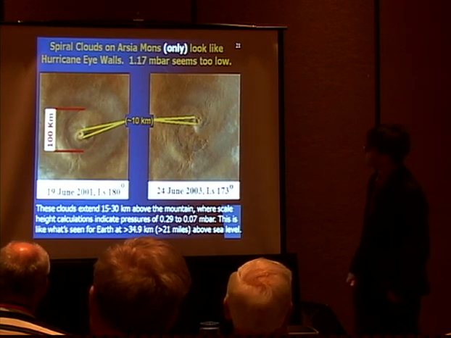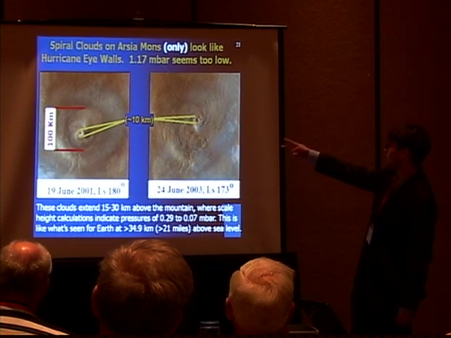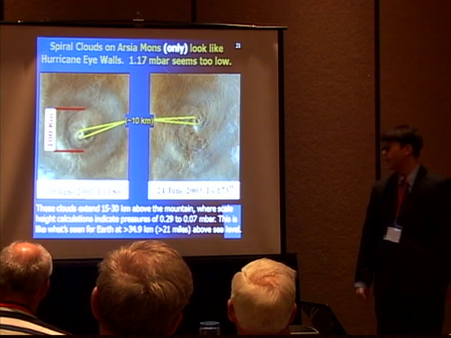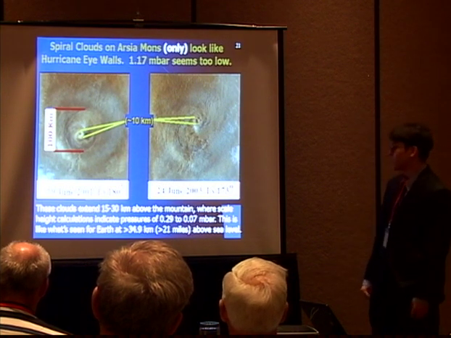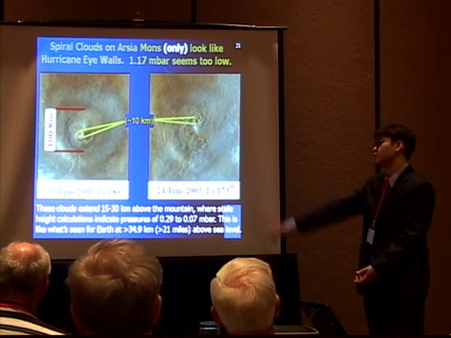Okay, the spiral cloud formation on Arsia Mons. Now, this looks like a hurricane-like formation with vigorous 10-kilometer eye walls. It's fairly periodic in formation, unique to the mountain. And these clouds extend about 15 to 30 kilometers above the base of the mountain. So you take 17 kilometers and add that number to it.